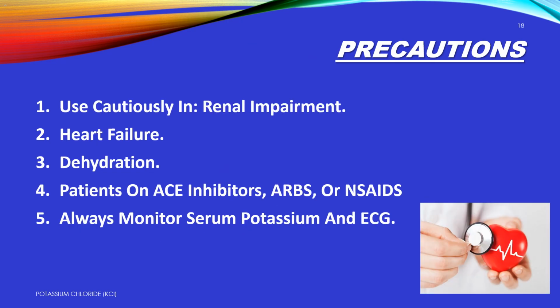Precautions for potassium chloride: 1. Use cautiously in renal impairment. Patients with kidney dysfunction require careful monitoring, as their kidneys may not be able to effectively eliminate excess potassium. 2. Heart failure. Potassium chloride should be used with caution in patients with heart failure, as they may be more susceptible to electrolyte imbalances and cardiac complications. 3. Dehydration. Dehydrated patients may have altered potassium levels, and potassium chloride should be used cautiously to avoid exacerbating electrolyte imbalances.